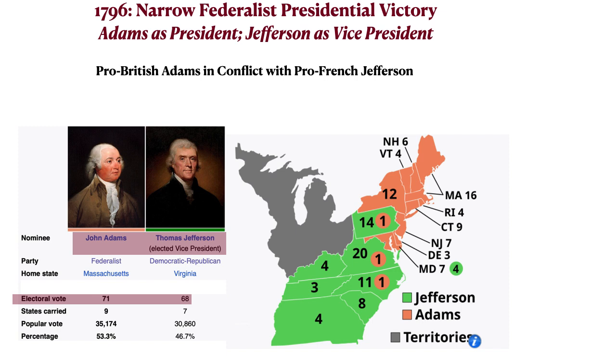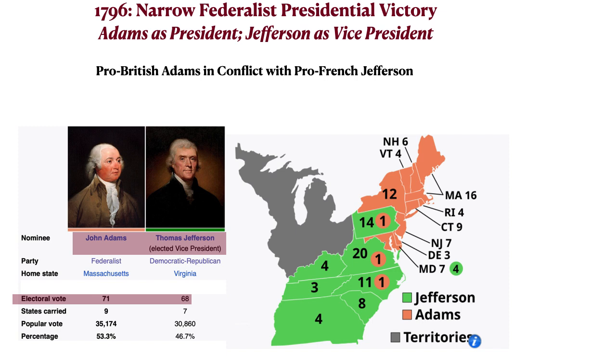1796, the third election, the first one that's contested. So Washington has stepped down. People wanted him to continue, but he was ready to go back to his estate. And so John Adams, who had been vice president, is elected, and then Thomas Jefferson, one of the principal founders of the country, is elected as vice president. So what does that mean?